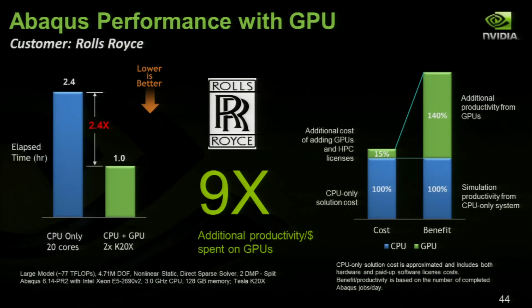Again, coming to value proposition, we have a 2.4x acceleration on 20 cores with 2 K20X GPUs. When you look at the solution cost to incremental spending, you are only spending 15% more in terms of GPUs, but that is delivering almost 140% additional productivity. So when you normalize it, you are getting almost 9x additional productivity per dollar spent on GPUs, which is compelling.